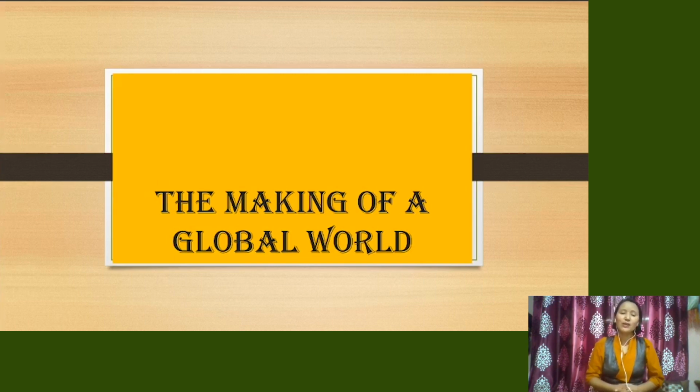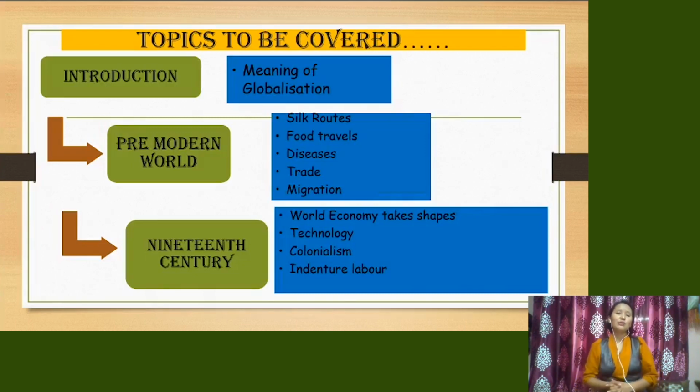So I have divided the whole chapter into 5 lectures. In the first lecture, we will discuss the introduction part of the chapter, in which we will discuss the meaning of globalization. And then in the second lecture, we will discuss the pre-modern world, in which we will discuss important points like Silk Route, food travels, diseases, trade, and migration.